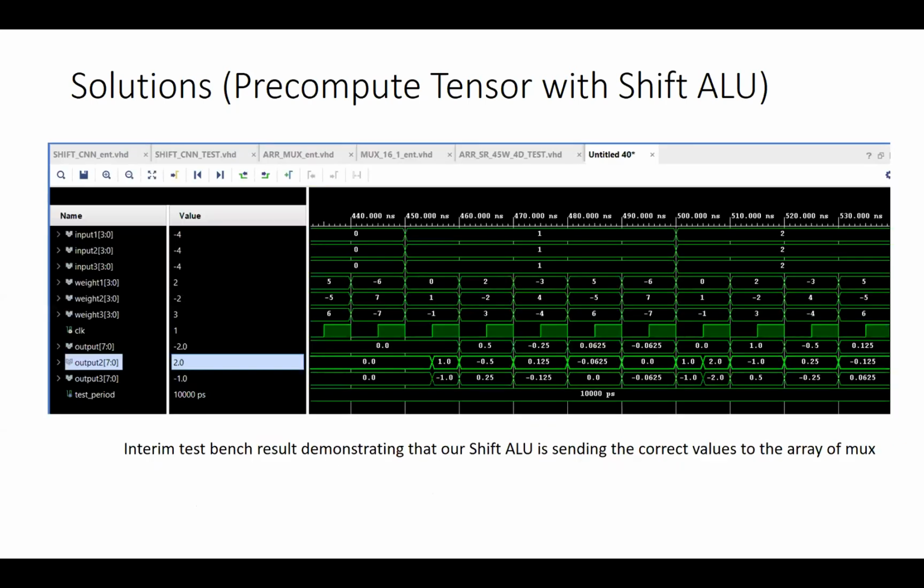So this is basically a test bench that demonstrates that we have been right so far, and we got the results that we expected from the shift ALU. If you can see, the 3 input terms here are -4, -4, -4. And then we are trying to basically generate a pre-computed value with weights 2, -2, and 3. So those are basically the indices of the pre-computed tensor that we have.